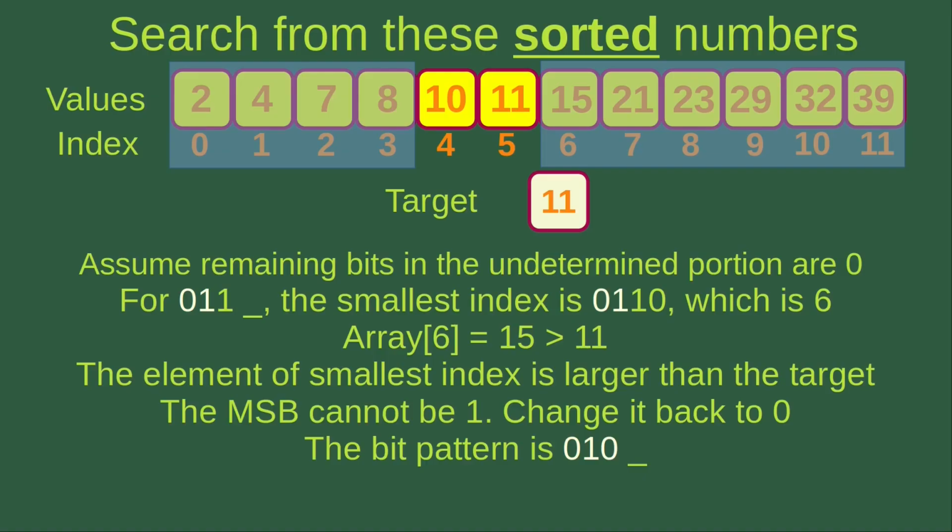Index 6 corresponds to number 15, which is actually larger than our target of 11. The element of the smallest index is actually larger than the target. Then the most significant bit cannot be 1. We have to change it back to 0. That's why the bit pattern is determined as 0, 1, and 0 for the first 3 bits, and we have only 1 bit yet to be determined.